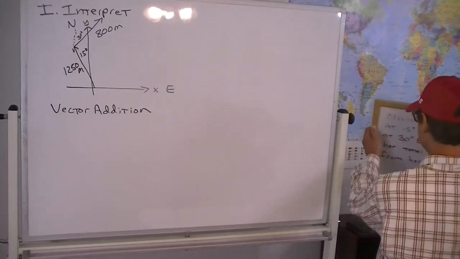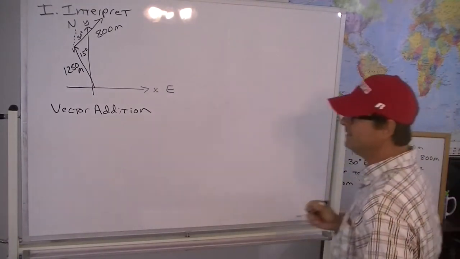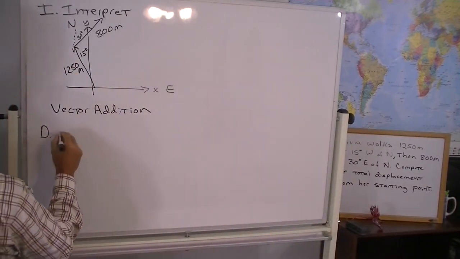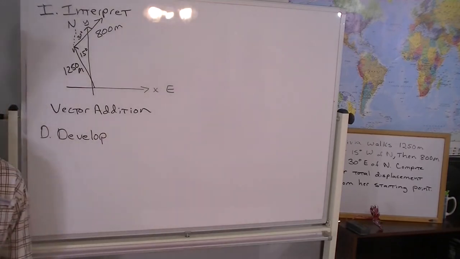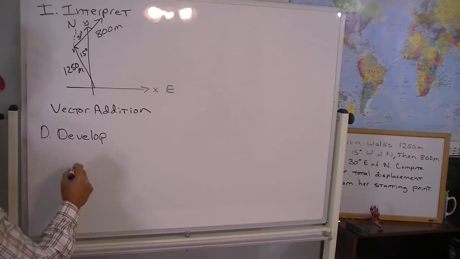Okay, so the second step of the idea problem-solving format is develop. The D in idea stands for develop. And what develop means is it doesn't mean start thinking about which formula we need. It means make a plan. Identify a sequence of steps, what you need to do to solve this physics problem. And this is before you start thinking about equations and formulas.